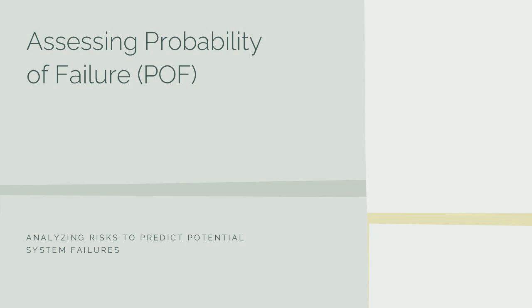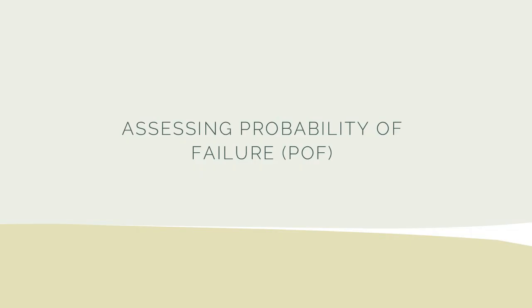Assessing probability of failure, POF, analyzing risks to predict potential system failures. Overview of probability of failure in RBI. Introduction to probability of failure, POF, units of measure in POF analysis, qualitative POF ranking, types of POF analysis, qualitative POF analysis, quantitative POF analysis, key determinants of POF, POF evaluation steps, inspection effectiveness, limitations of inspections, keys to success in assessing POF.